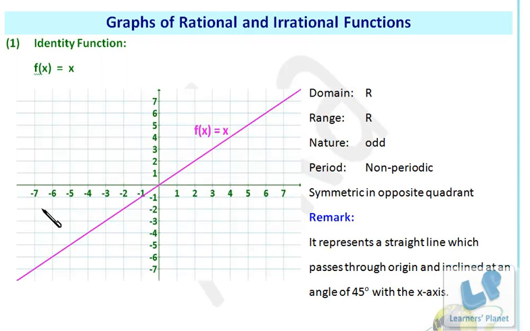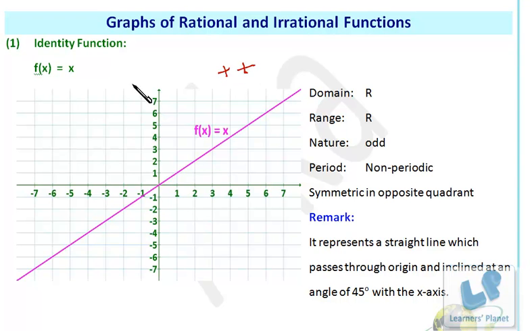Now, first of all, we'll be discussing graphs of rational and irrational functions, right? The very first function is identity function, that is f(x) is equal to x. Now, friends, you must be knowing that there are four quadrants. Here, this is first, second, third, and fourth quadrant, right? In the first quadrant, x and y, both of them are positive.